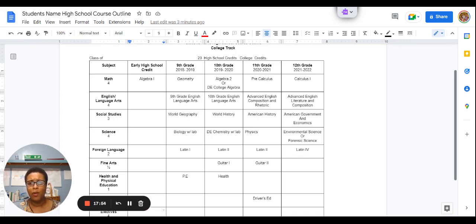I hope this was helpful. I can come back more and talk about other things that you need to consider when planning, but this is the skeleton. This is the backbone.